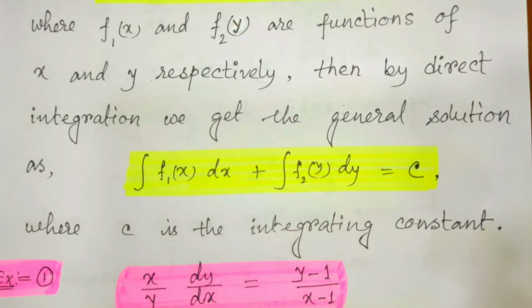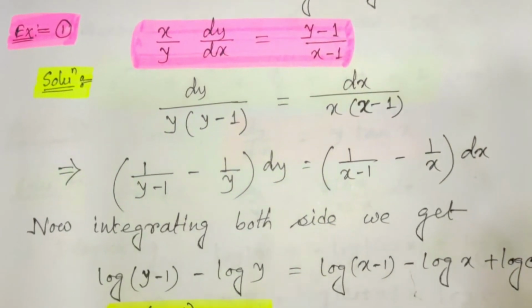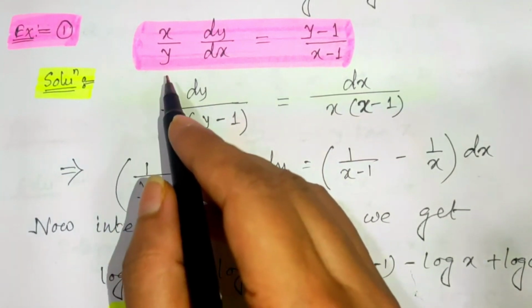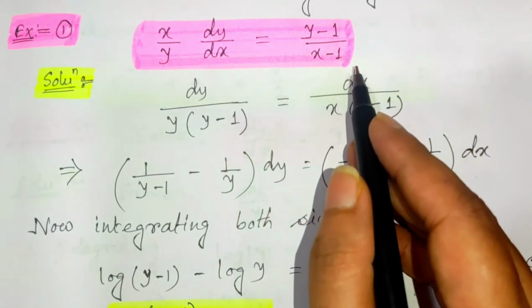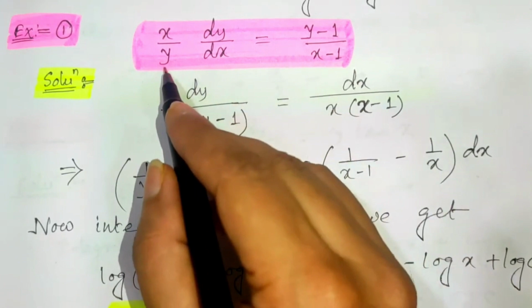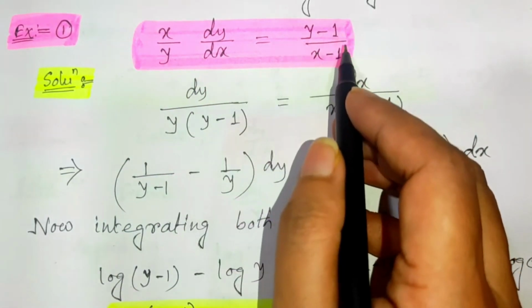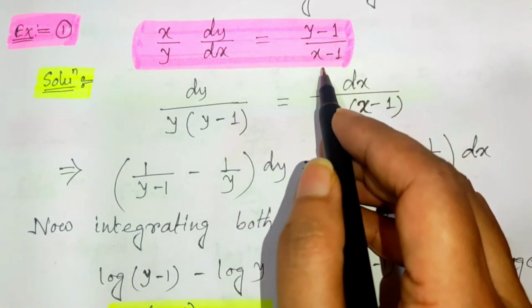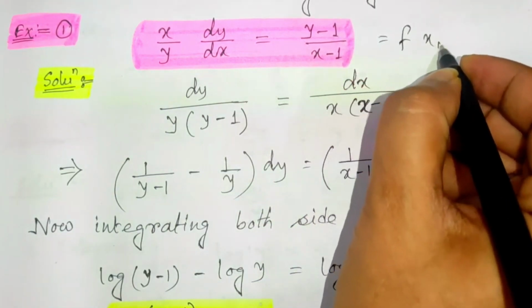How to find this and what the solution actually looks like, we explore using some examples. The first example is given here: x by y into dy by dx is equal to y minus 1 divided by x minus 1. So dy by dx is equal to, if we write this y by x here, y by x into y minus 1 divided by x minus 1. This one is nothing but our f of x comma y.